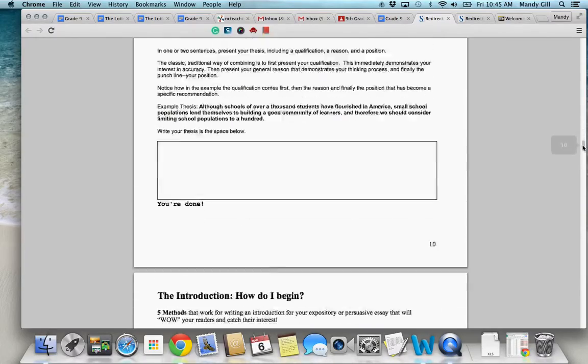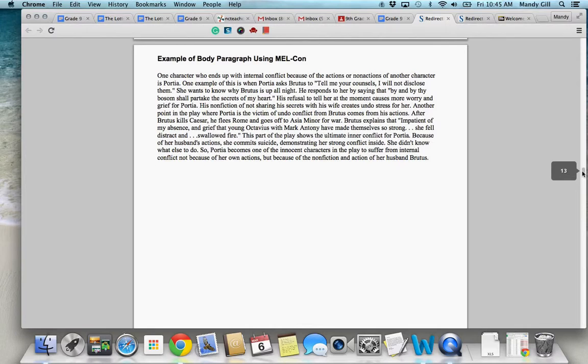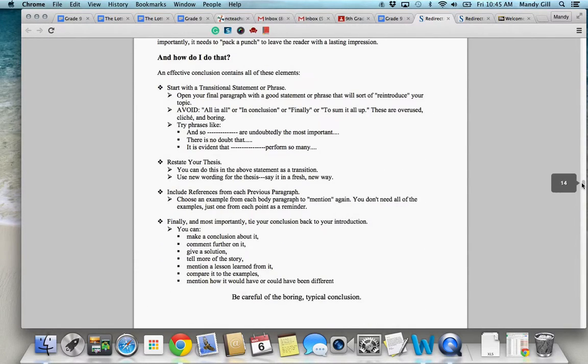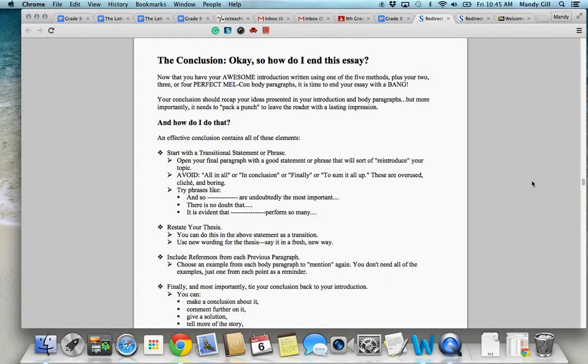And then I mentioned page 13. So I'm going to scroll down to 13. Oh, sorry, I should have said page 14. So this goes more in depth about how to write a conclusion. How do I end my essay? We all say that. How do I begin it? How do I end it? To put it really simply, your conclusion and your introduction include the same information but said in a different way. So you restate it in a different way.